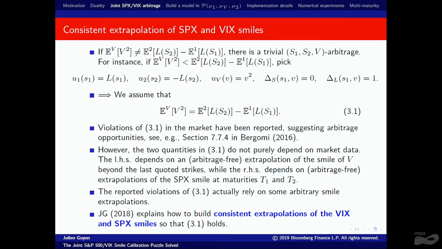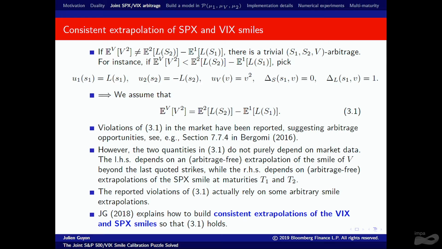There is a clear joint arbitrage between the S&P and the VIX if this equality here is not satisfied. And that's trivial to see here. You just take this static position in vanilla options, maturity T1, maturity T2, with just the log contract, and you delta hedge with just one log contract at time T1, with just U(V) being V squared, and you see that you need to have this equality. So you can make money without any risk if this equality is not satisfied.